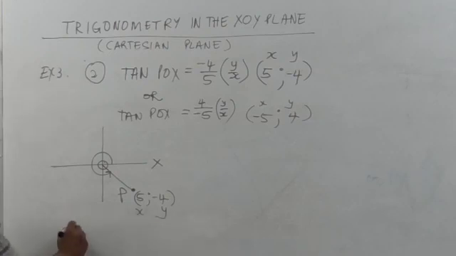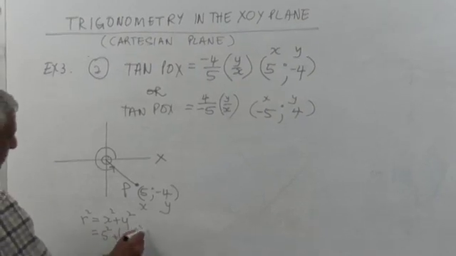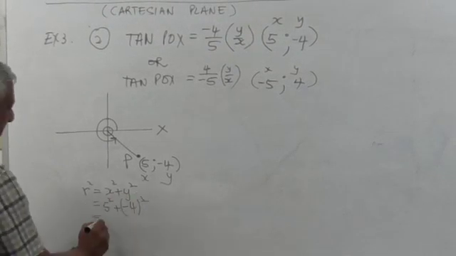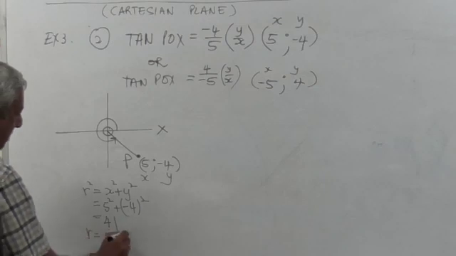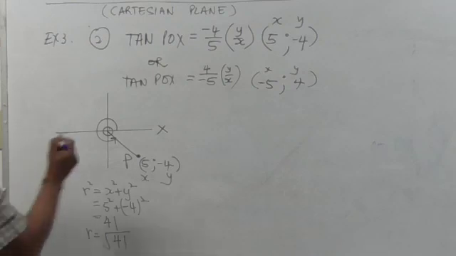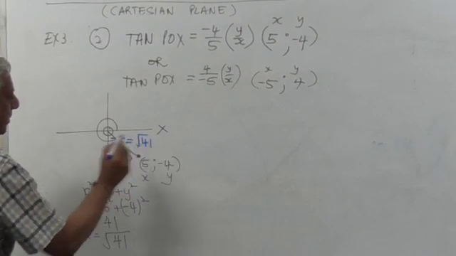So what's missing? R. So you're trying to find R. R squared is equal to x squared plus y squared, which will give you 5 squared plus negative 4 all squared. 5 squared 25, 4 squared 16 will give you 41. R is equal to square root 41. So you found R here.